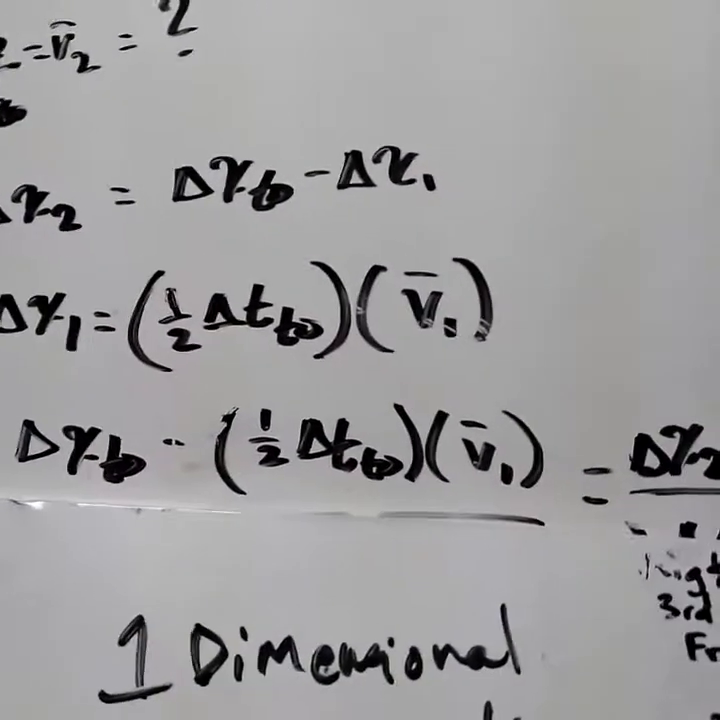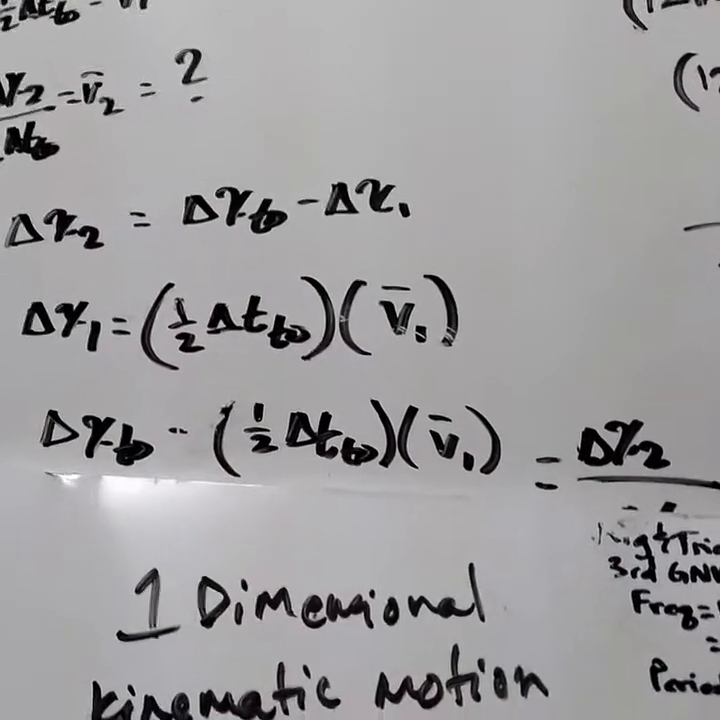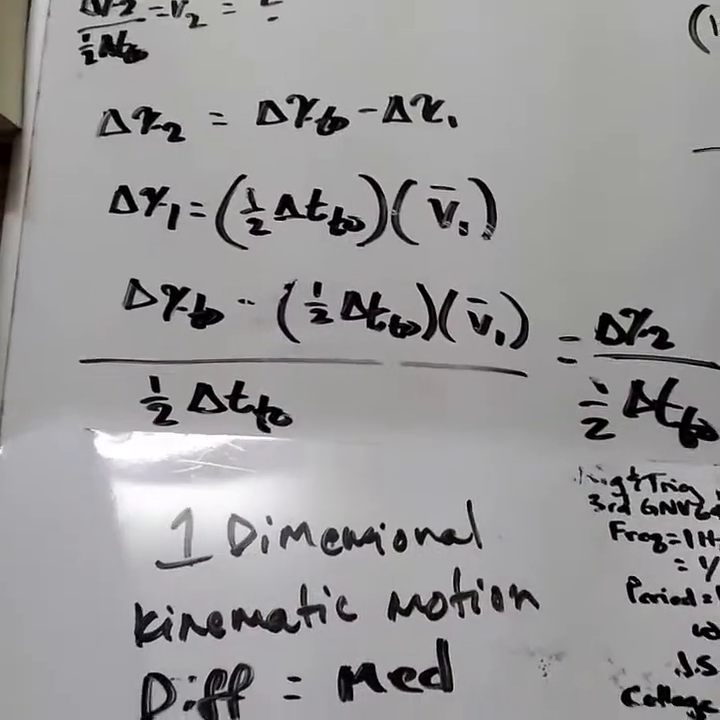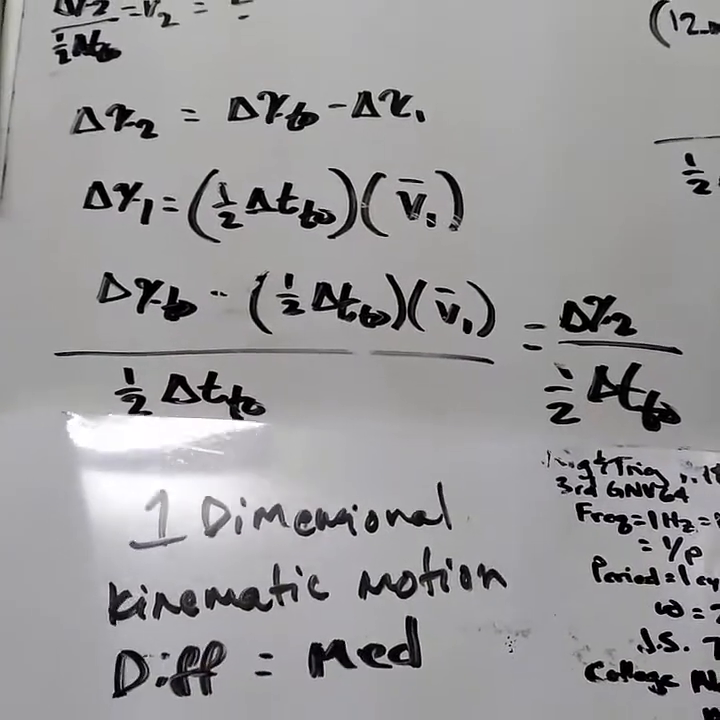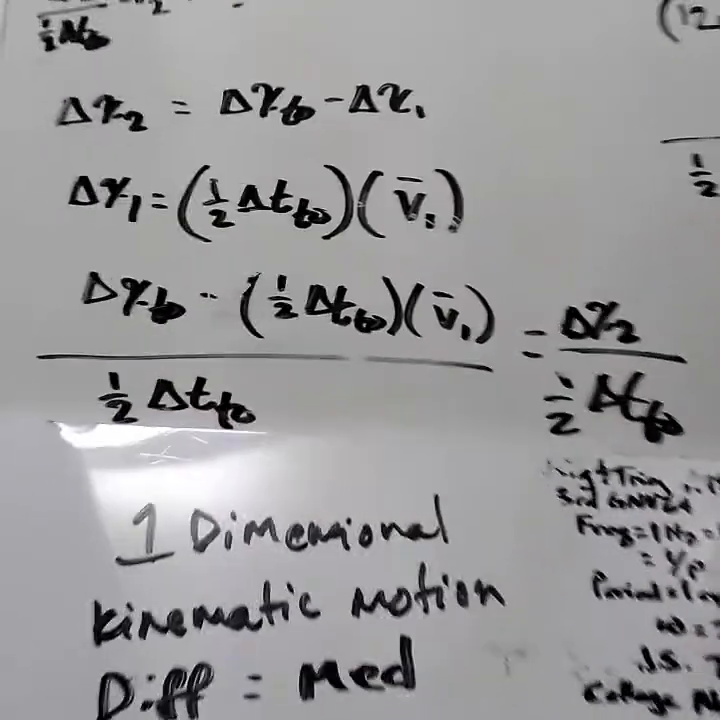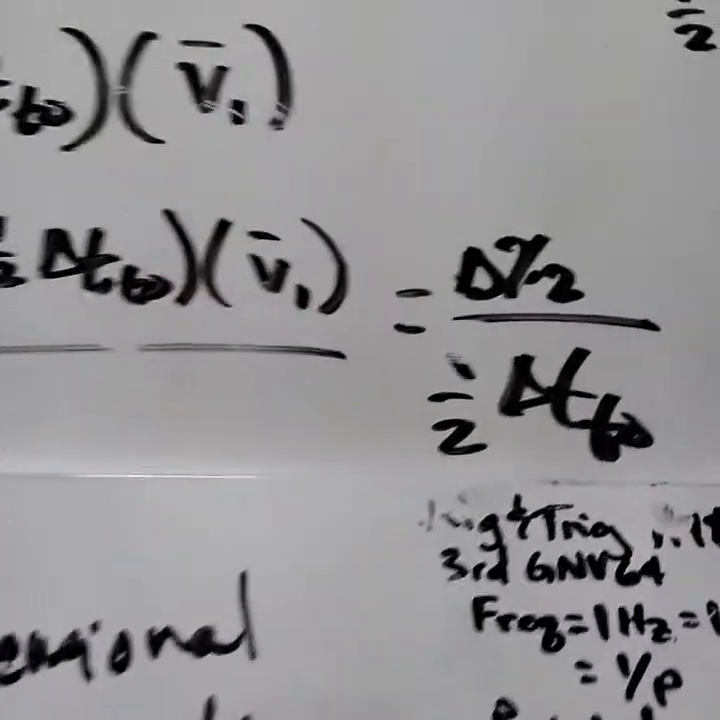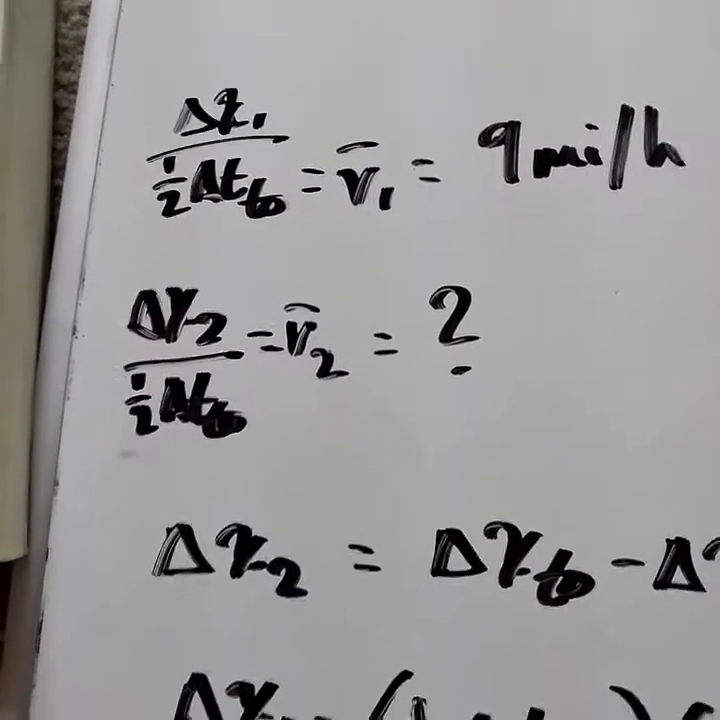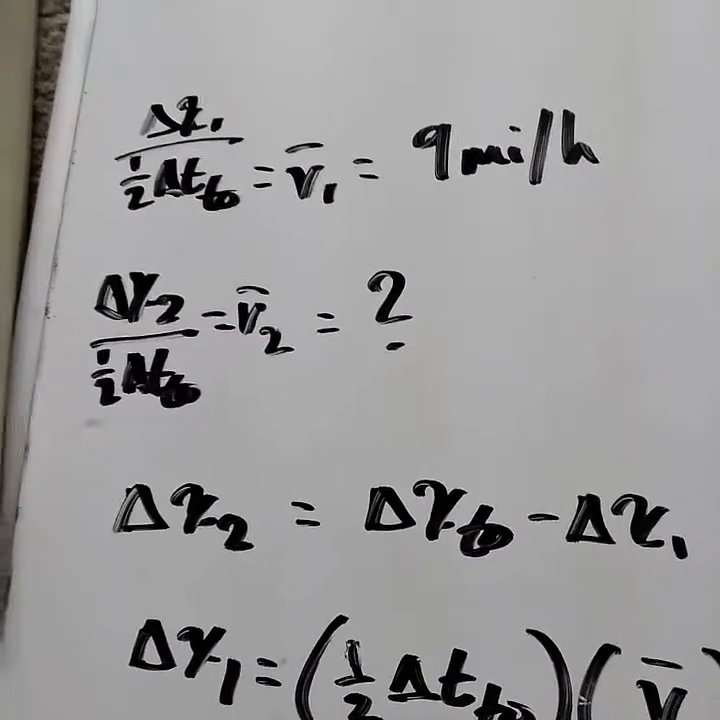So just plugging this in, we're just rewriting variables here. Okay, and I rewrote it again as equal to delta x2, and this is half of the time. Remember, delta x2 over half of the time is going to give us our average velocity in the second half of the trip, which is what we want to know.